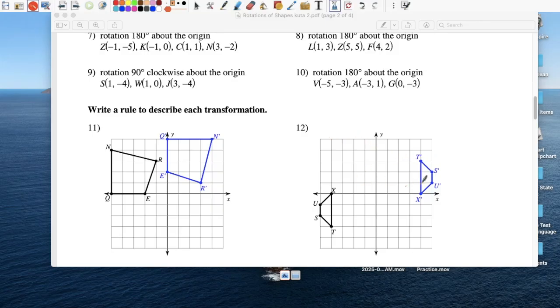Okay. This one, what you have to notice is that these pictures are opposites, right? In opposite directions. So notice if I put an arrow here, and if I put an arrow here, notice that they're pointing completely opposite. So definitely a 180-degree rotation. Okay, so that's how you can always tell. So if it's a 180-degree rotation, we don't need to talk about clockwise or counter, so it's just a 180-degree rotation.